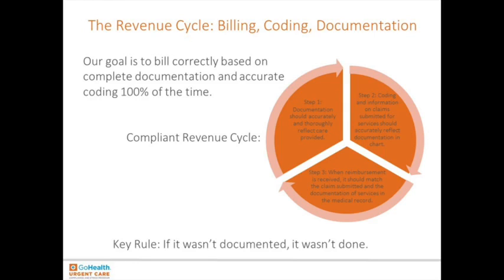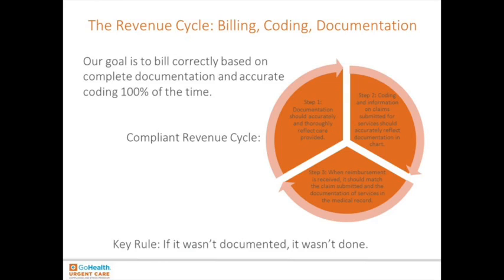The orange wheel on your screen contains 3 steps that generally describe a compliant revenue cycle process. The first step in any revenue cycle process is documentation and medical record. The documentation in the medical record must accurately and thoroughly describe everything that happened during the patient encounter, because everything that goes into the patient encounter is reviewed in step 2 by our coders.